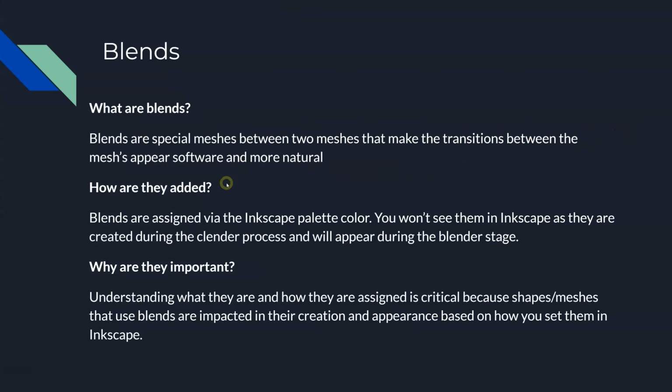What are blends? Okay, so blends are these special meshes. And remember that meshes are like a three-dimensional shape that the golf ball will sit on in the game. They're the terrain. Well, they're not really the terrain. It is a 3D flat object. That doesn't make sense either because it's 3D. It's not flat. It's a mesh. Okay, it's a mesh between two meshes that make the transition between the meshes appear softer. That should say softer, not software, and more natural. Okay. Let me just show you what that looks like.